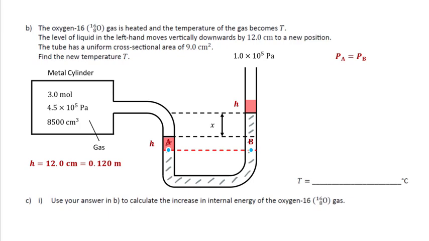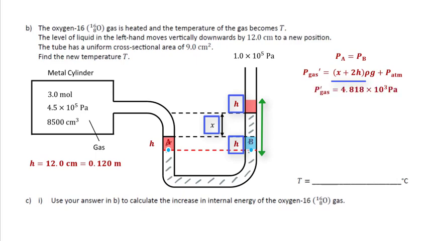So, pressure at A is equal to pressure at B at equilibrium. So, pressure at A is simply the new pressure of the gas. Now, pressure at B is going to have two components again, but here you have to be careful. You are going to get an expression like this here: X plus 2H. Why X plus 2H? Because this is the height of the liquid column above the point B, which is simply 2H plus X. And then you multiply by rho g. And of course, then you add the atmospheric pressure. So you get the pressure of the gas to be 4.818 times 10 to the power of 3 Pascal.